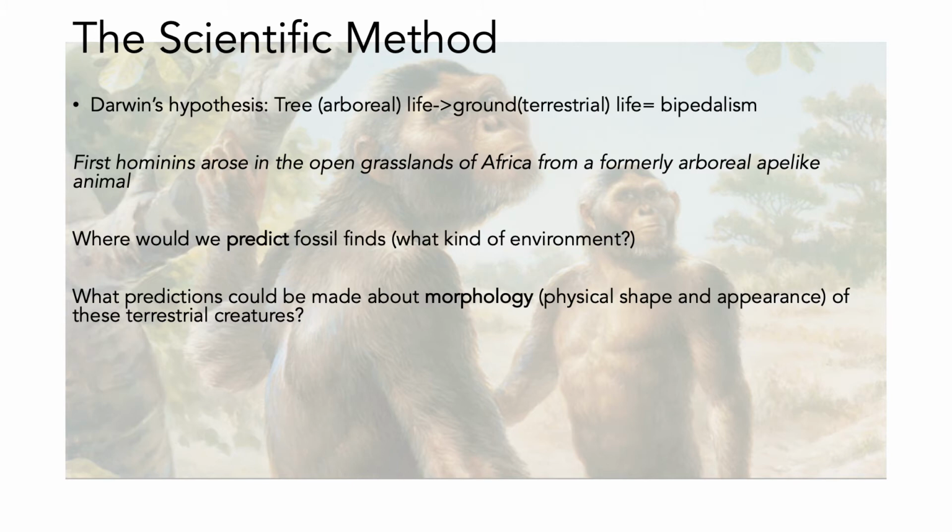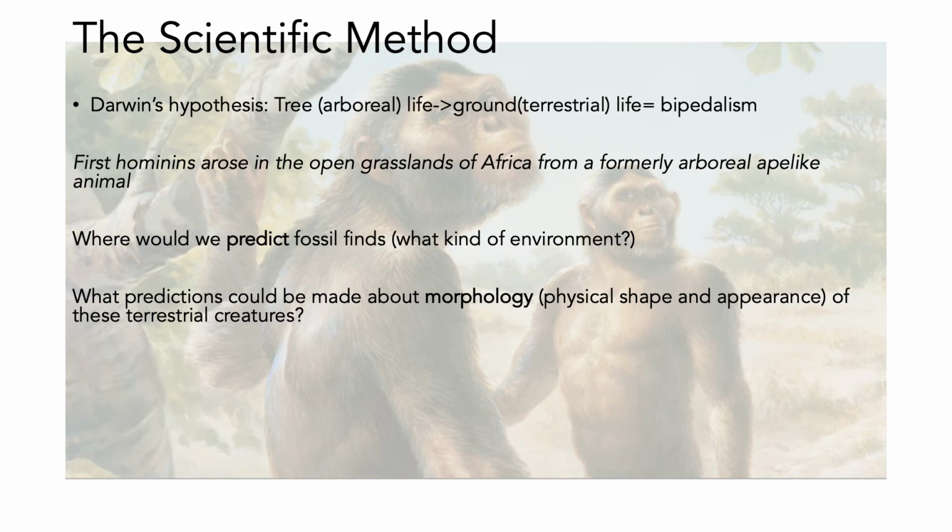The next step of the scientific method is to create testable predictions. What are some predictions that would help us test this hypothesis? One might be that we would predict finding human ancestor fossils exclusively in grassland environments. Another would be that these skeletal remains would show adaptations for upright walking rather than climbing.